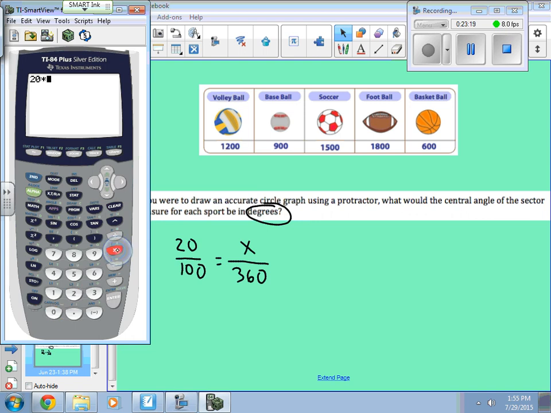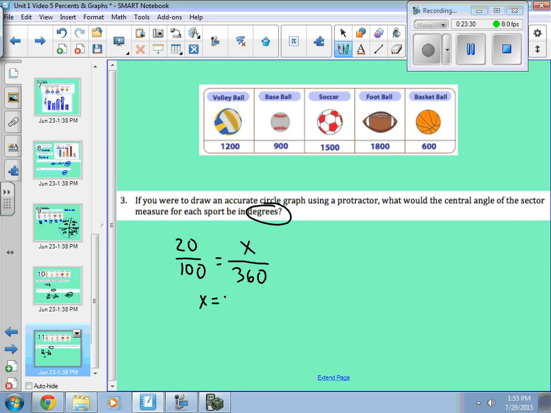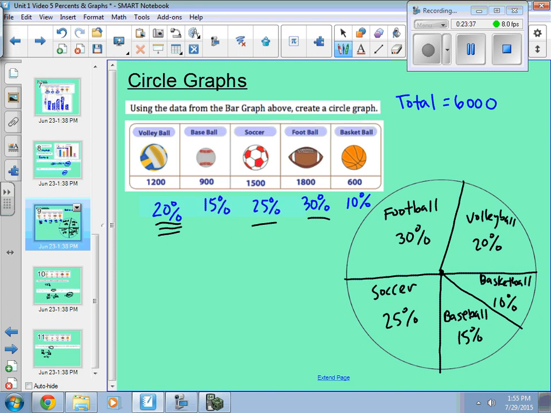20 times 360 divided by 100 tells us that volleyball should be a 72 degree sector of that circle if we were to make an accurate circle graph. So this would end up being 72 degrees. Why don't you guys pause it, see if you can find the other angles for each category, similar to how we just found volleyball.